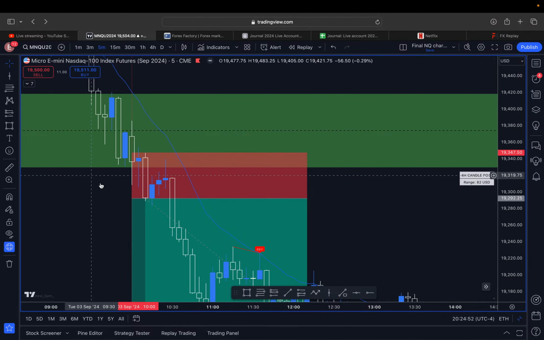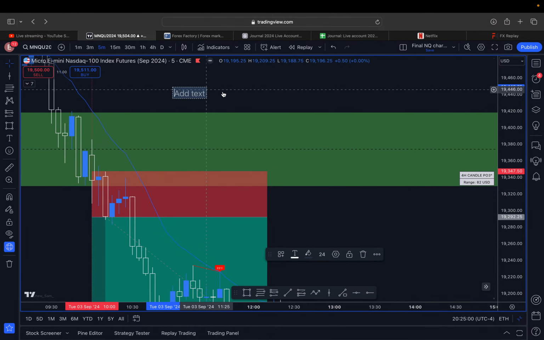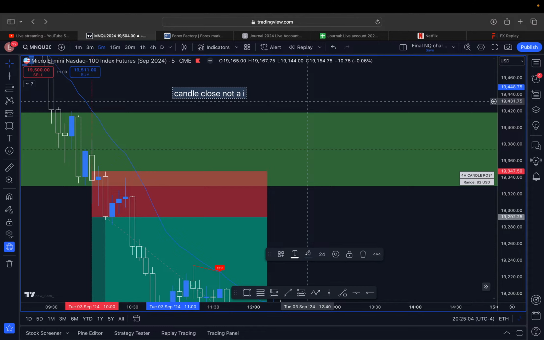You want a candle close out of a gap, and you want a candle close out of a liquidity point too, if that makes sense. So you want a candle close, not a wick. Now some people trade wicks, but you'll get faked out more on wicks. Candle close, not wicks, if that makes sense.